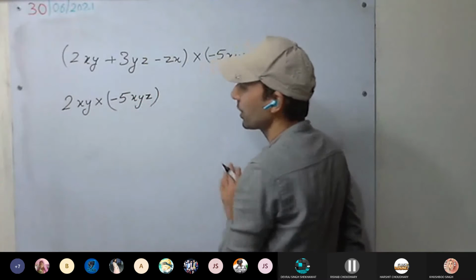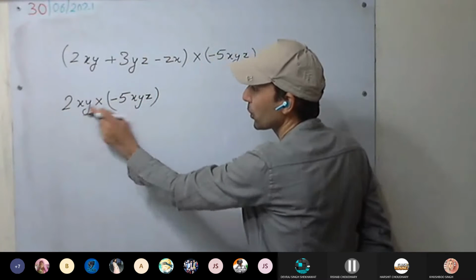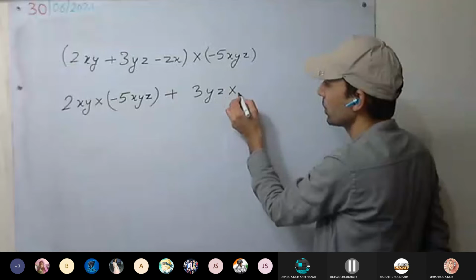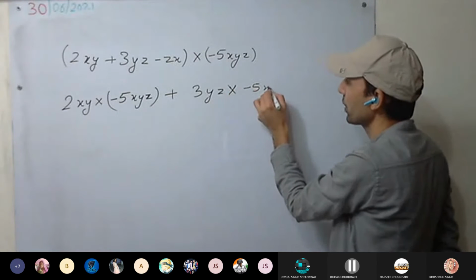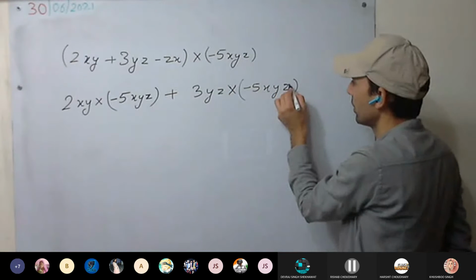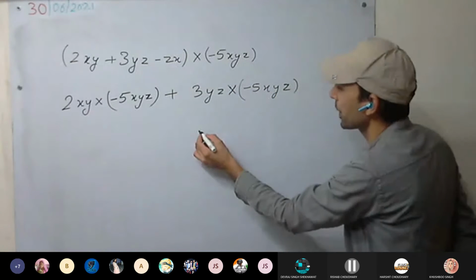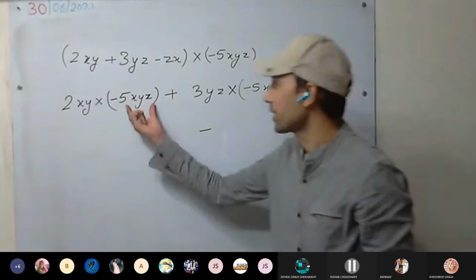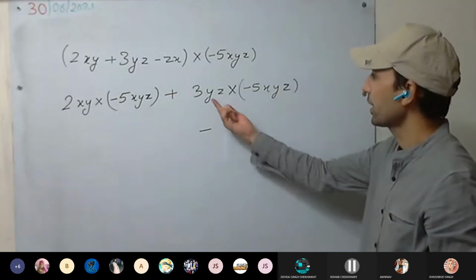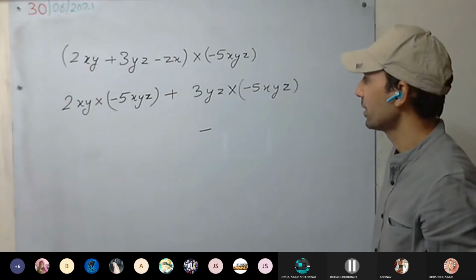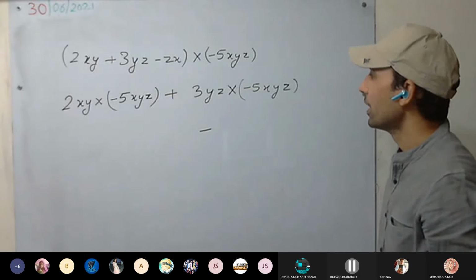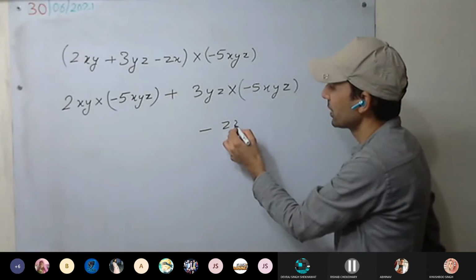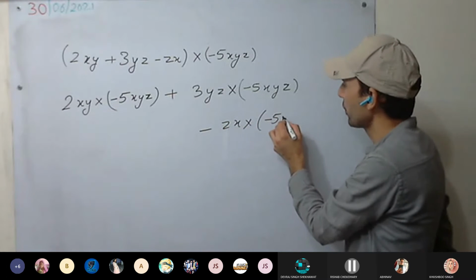So see here, to easily understand, we put this in a bracket so we can differentiate. We are going to multiply them. Plus 3yz into minus 5xyz. Minus, I'm writing here with space. You can write this as minus 15 first, x y square z square straightforward as well. Yes, you can write straightforward as well, or you can write with steps as well. Zx into minus 5xyz.